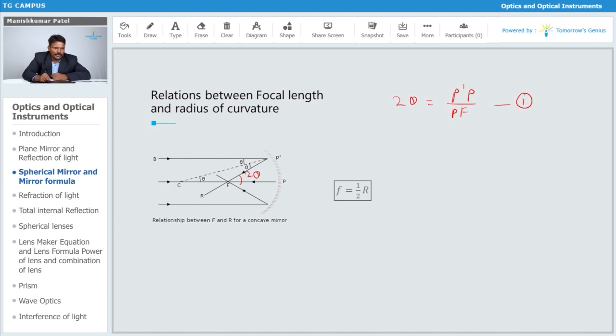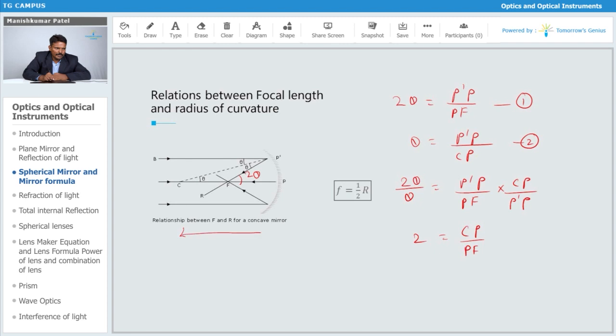Now similarly you can write it for theta, which is P'P upon CP. This is the second equation. Then we can take the division of these two equations, 2 theta divided by theta, so that is P'P upon PF, divided by P'P upon CP, which is CP upon PF. So this is 2. Then CP is equal to R.